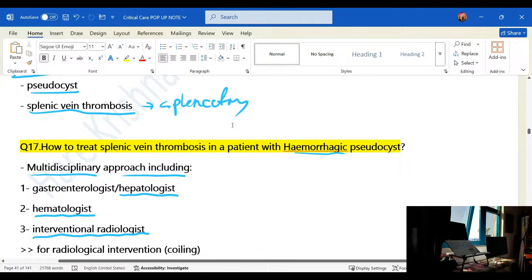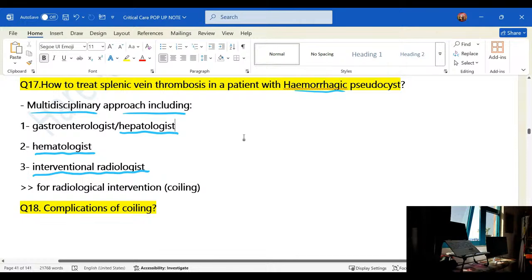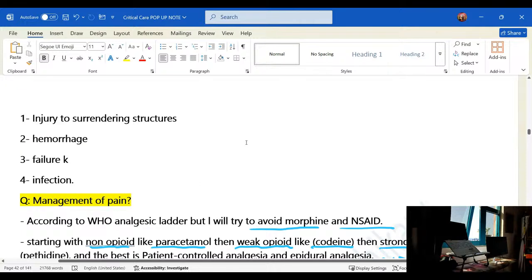So for that we have to approach a multidisciplinary team: gastroenterologist or hepatologist with hematologist and interventional radiologist. Complications of the coiling: injury to the surrounding structure, hemorrhage and hematoma formation, infection, and failure to stop bleeding.